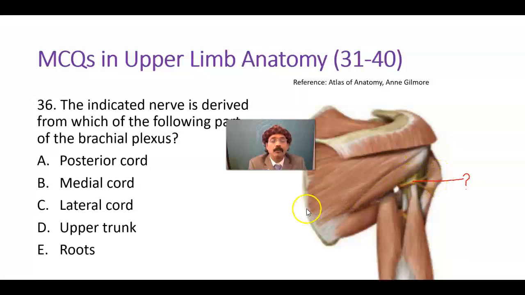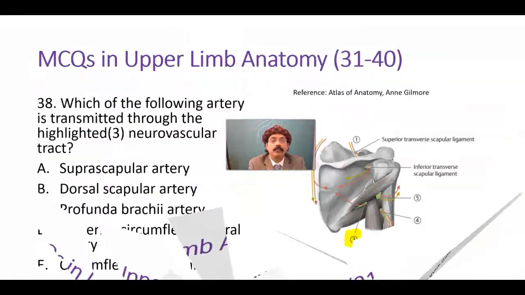Axillary nerve coming out of which part of brachial plexus? From where? Posterior cord, medial cord, lateral cord, upper trunk, roots. Answer should be from the posterior cord. This is the answer. Okay, now go to the next question.